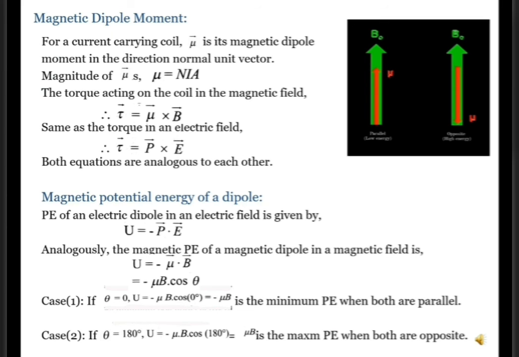Now here we will consider two cases, if theta equal to 0 and if theta equal to 180 degree. If theta equal to 0, U equal to minus mu B, the minimum potential energy of the magnetic dipole in a magnetic field when mu and B are parallel to each other. And if angle theta equal to 180 degree, then U equal to mu B, the maximum potential energy of a magnetic dipole when the magnetic dipole moment and magnetic field are antiparallel to each other.